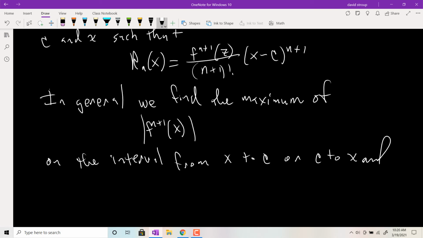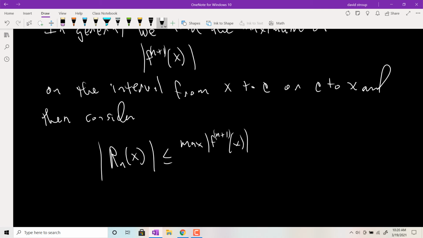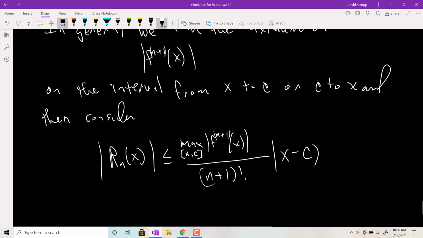And then consider the inequality, which they call Taylor's inequality: the absolute value of R sub n of x is less than or equal to the maximum of the absolute value of the n plus first derivative on the interval from x to c, all over n plus 1 factorial times the absolute value of x minus c to the n plus first power.